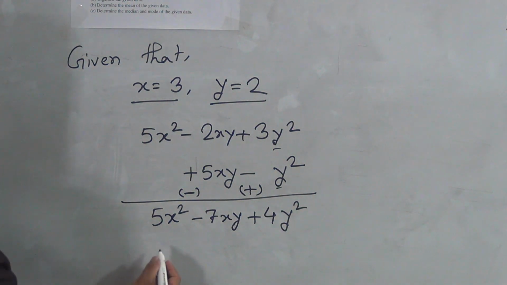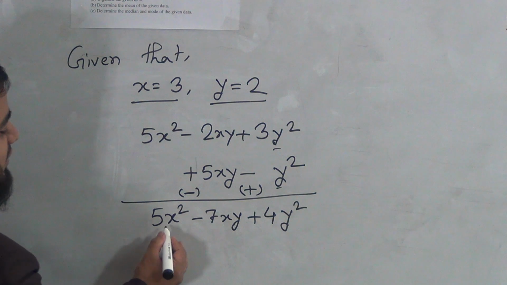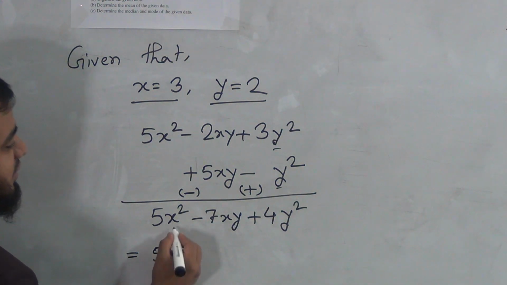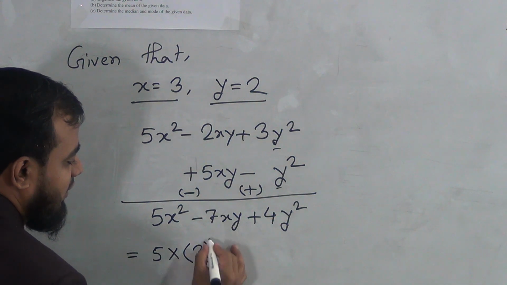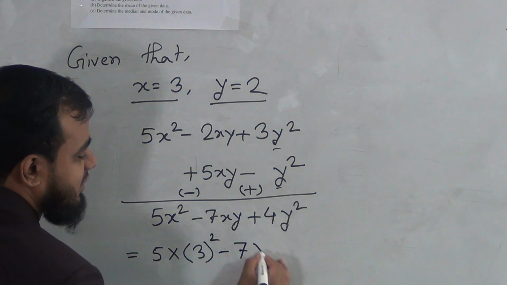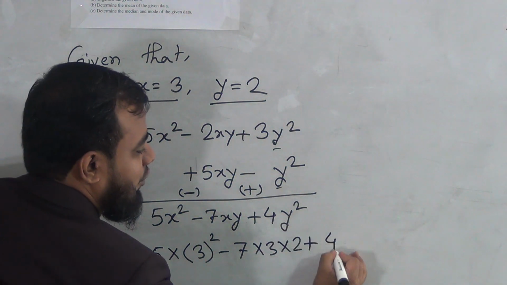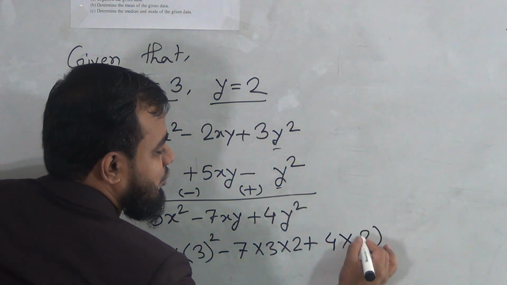Now we should put the value of x and y in this result. Now 5x square means what? X means 3, and the square is here. 7xy means 3 times 2, plus 4y square. 4y square means 2, y means 2, square.